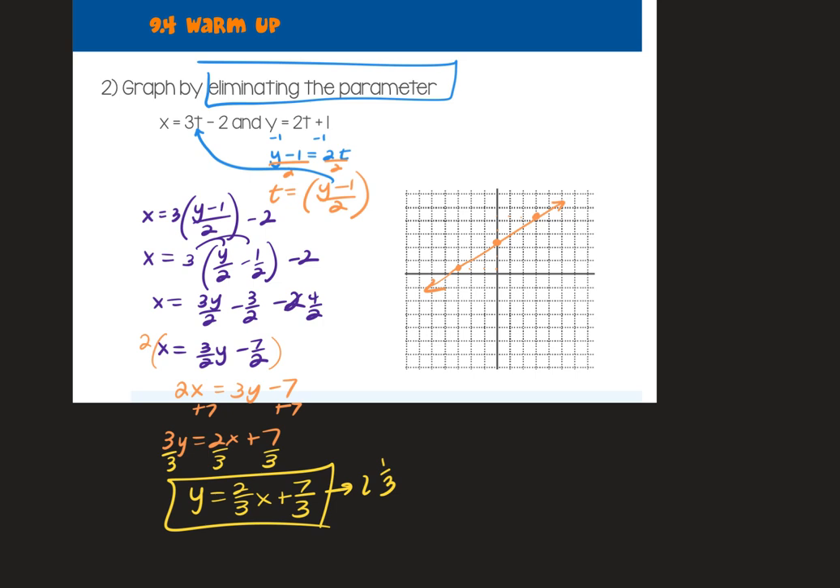So if the question says graph the parametric function, then it's not a full parabola if you have a restriction. If it says to eliminate the parameter and graph, now it's going to be your true form. So if it's a line, it extends in both directions. If it's a parabola, the arrows point in both directions.